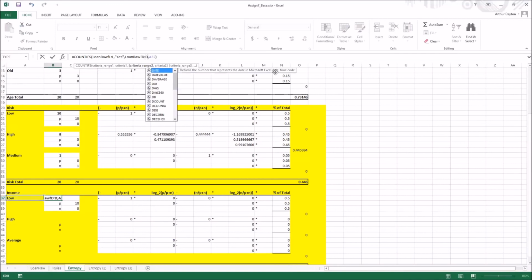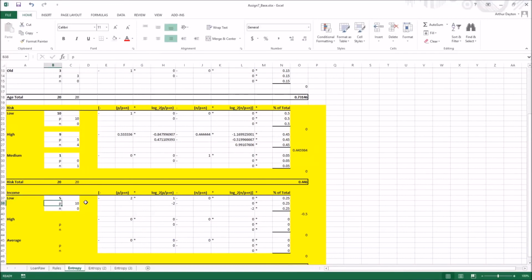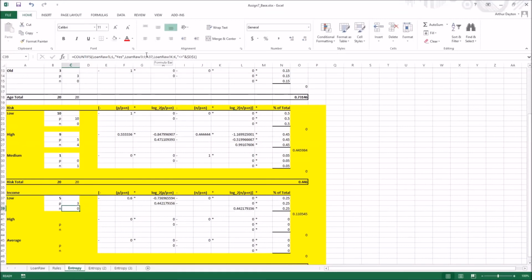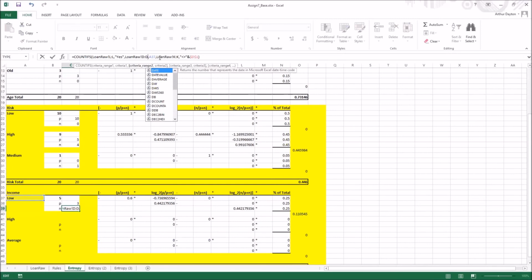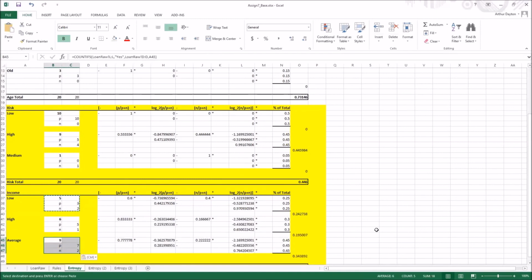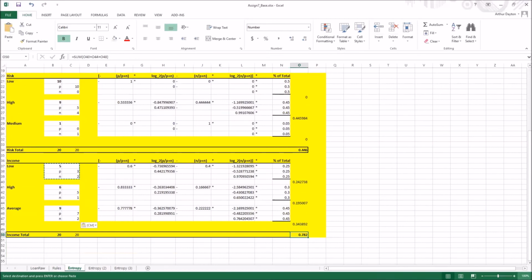D:D. And I can do the same thing for the positive and negative outcome values here, replacing I with D, replacing I with column D. And now that I have those, I can just copy paste these. And we've got the same calculations here for our income.